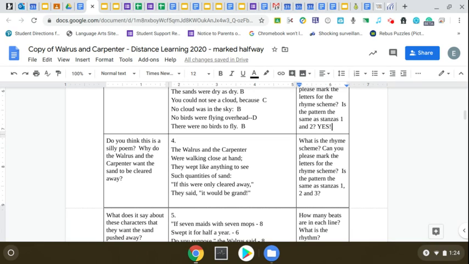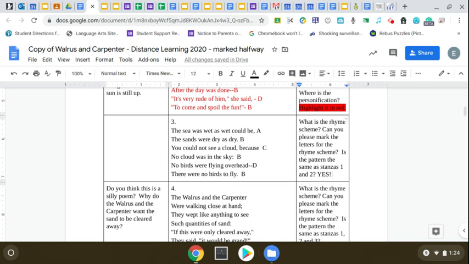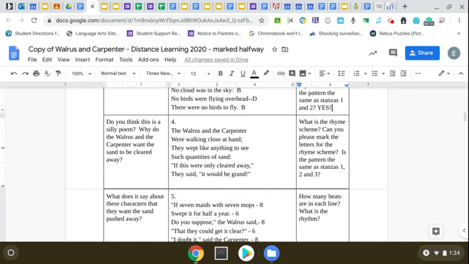Okay, what is the rhyme scheme? Can you please mark the letters for the rhyme scheme? Is the pattern the same as stanzas 1, 2, and 3? Well, already I can think, okay, I know that 3 was the same as 1 and 2, so let's just check.